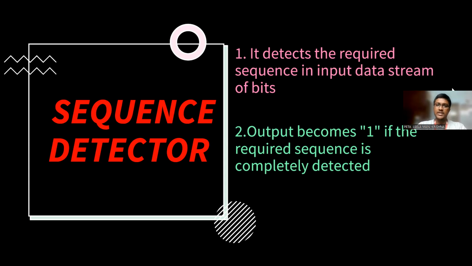For suppose if I take a sequence 0 1 0, if the bit 0 is detected, first bit is detected, but the output will be 0. And if the second bit is also detected in the same order, 0 and 1, two bits are detected, but the output will be 0. And if the third bit 0 is also detected, then the output will be 1. It represents that the complete sequence should be detected, then only the output will be 1, and in all the remaining cases the output will be 0.